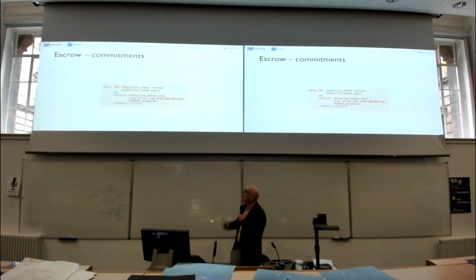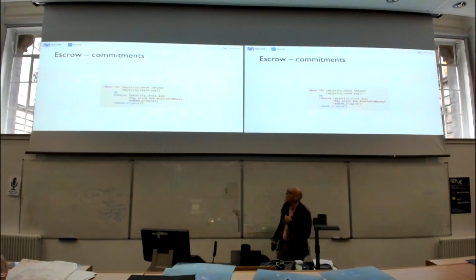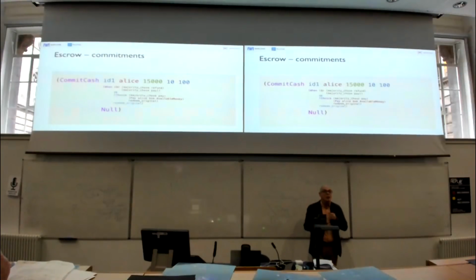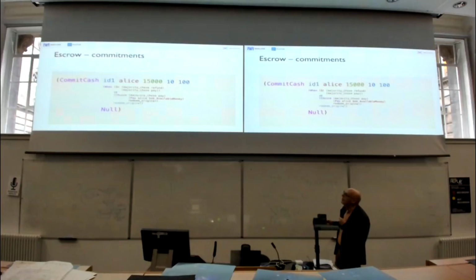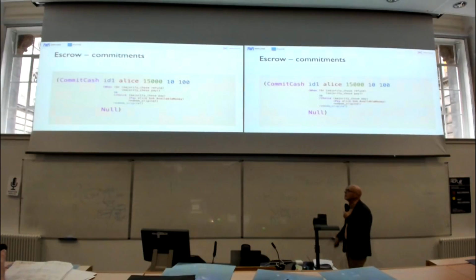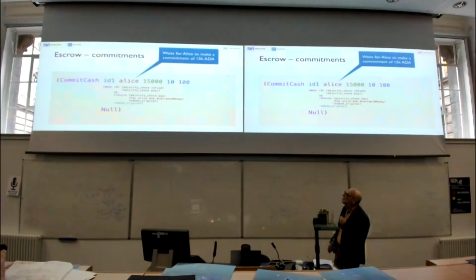So there's our escrow contract, but we have to do something extra, and I'll show this as it gets bigger. We have to put around that some sort of cash commitment. Here you can see Alice. Remember, Alice wanted to pay 15,000 ADA for the cat. In executing the contract, we put that commitment around it. What have we got in here? We're saying this contract says wait for Alice to make a commitment of this amount.